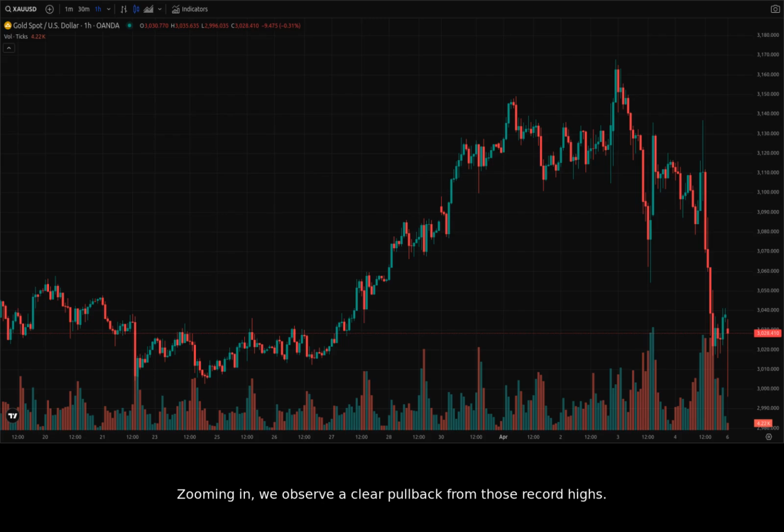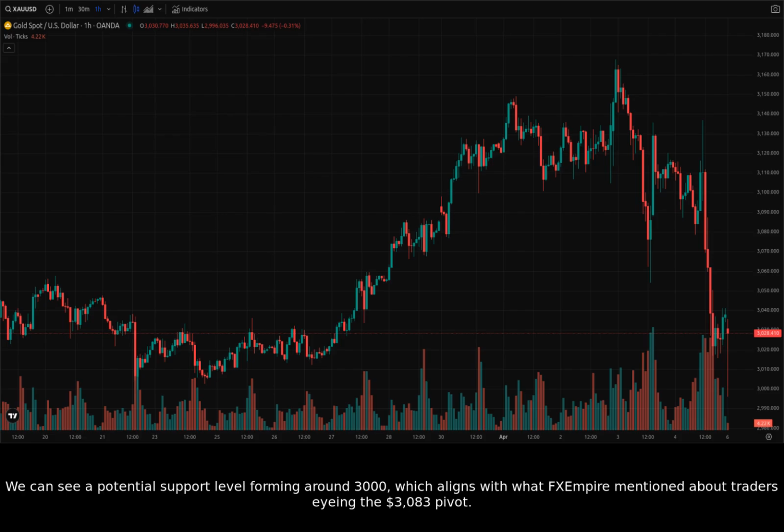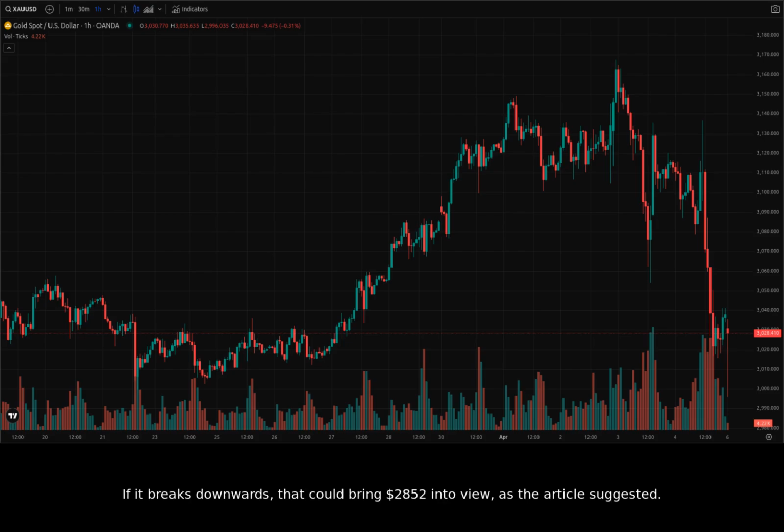Zooming in, we observe a clear pullback from those record highs. We can see a potential support level forming around 3,000, which aligns with what FX Empire mentioned about traders eyeing the $3,083 pivot. If it breaks downwards, that could bring $2,852 into view, as the article suggested. But a close above 3167 would mean it would be time to exit a short.